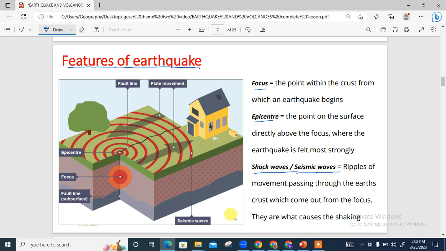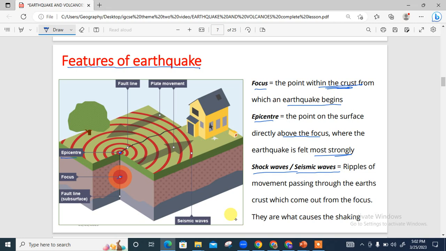So first, you find out that the focus is here, which is the point within the crust from which an earthquake begins. And the point directly above the focus, from which the earthquake reaches the earth's surface, is referred to as the epicenter. So the point on the surface directly above the focus is where the earthquake is felt most strongly. That is the epicenter.